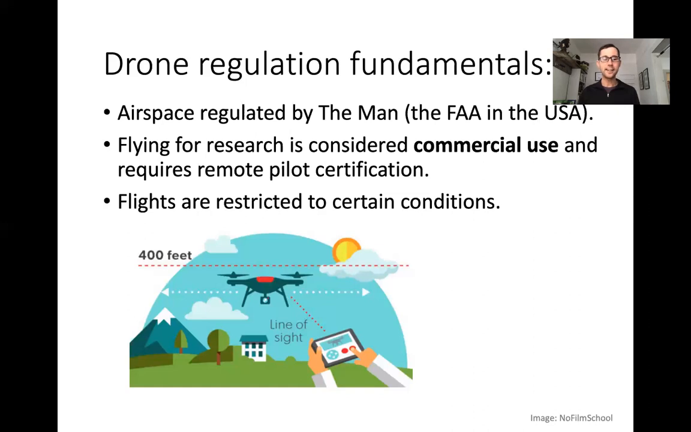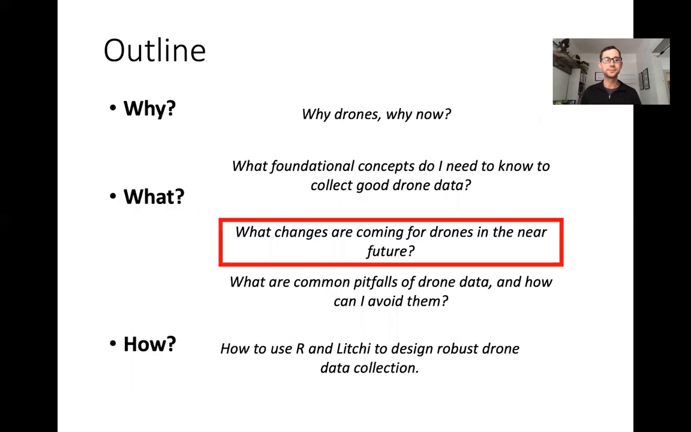We also can't fly, for the most part, near airports unless you get a special waiver from the FAA. And all these regs are part of what's called FAA Part 107, which regulates the commercial use of drones. Now, this is the regime that's been in place since 2016, and that's actually going to be changing in the next few years. So I'll be returning to this regulation side of things in a minute.